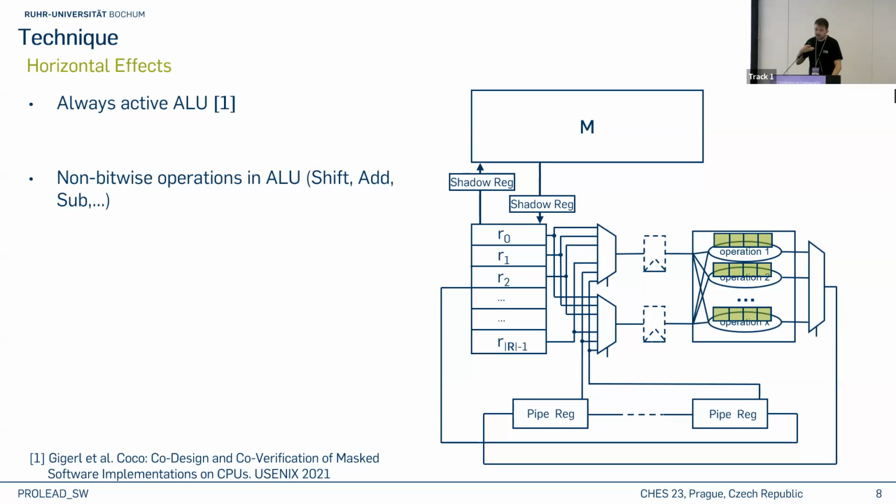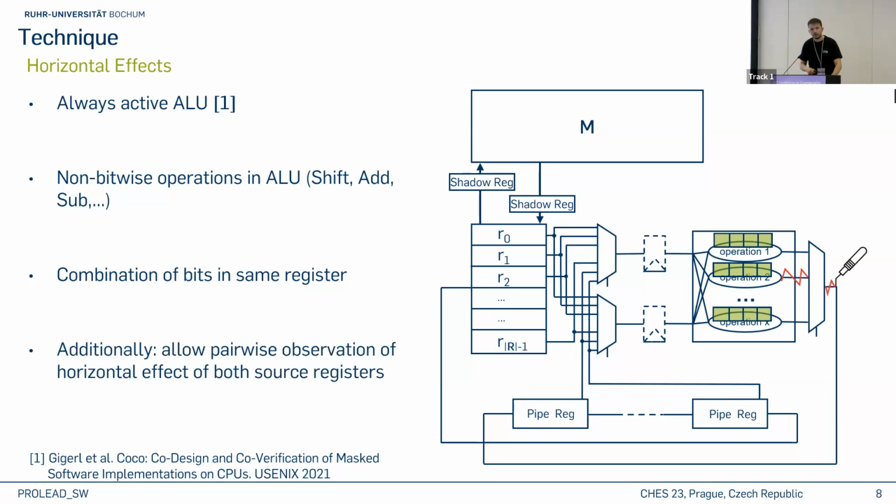Now, besides bitwise operations, such as XOR, ANDs, and ORs, we also have non-bitwise operations inside the ALU, such as shifts, adds, and subs. Those operations can combine multiple bits inside the same register, and this is exactly what we model with the horizontal probe. We further specify this effect a bit more by observing that we do not only have one source register inside the ALU, but two source registers. So we also allow a horizontal probe to have a pairwise observation of horizontal effects within one probe.